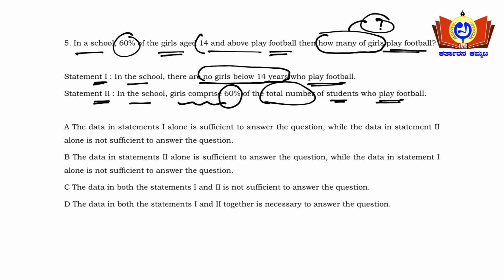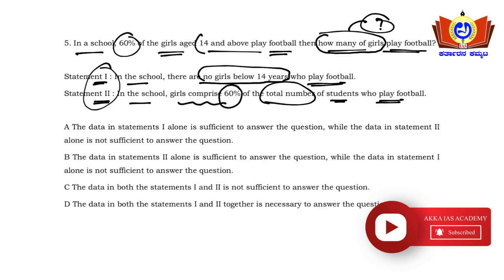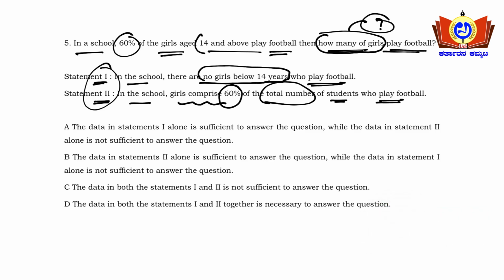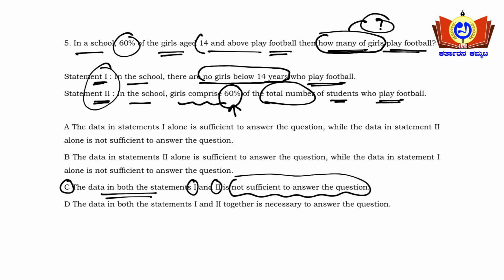With the help of these two statements we need to find how many girls play football. See here, friends, in both the statements there is no number given. There is only a percentage given. 60% of which number? The number can be 1000, 100, 200, any number, right? So exactly we cannot say how many girls play football without a reference number. Hence option C, the data in both statements 1 and 2 is not sufficient to answer the question, will be the right answer. Okay, so moving on to the next question.